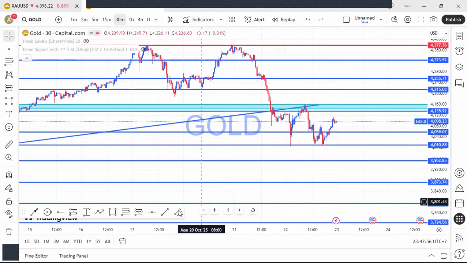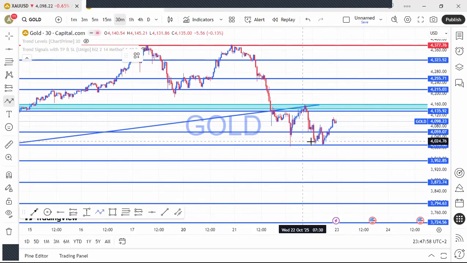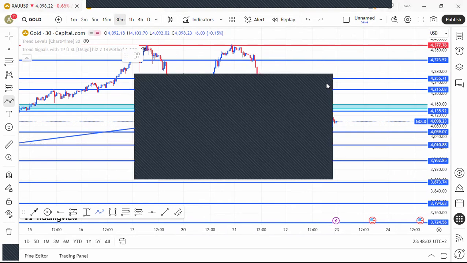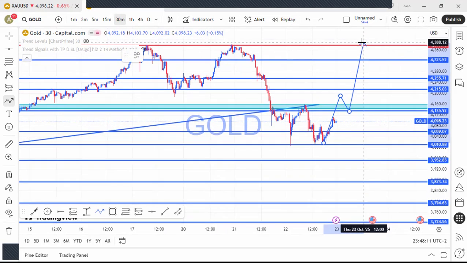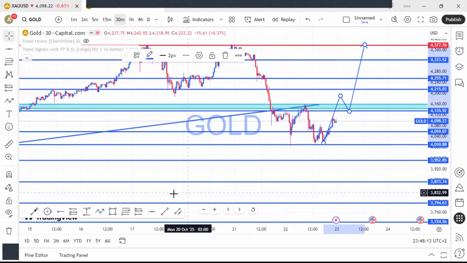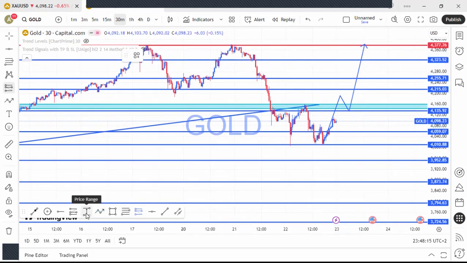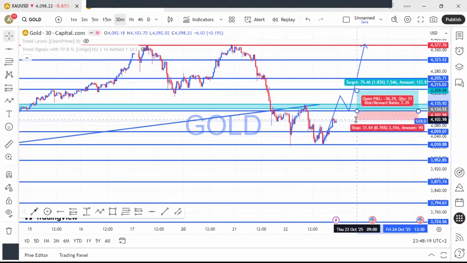From here, what we'll be looking for is a push. After the break, we'll wait for a retest to the upside. Once it breaks, it gives us a retest, and then we'll be looking for buys.